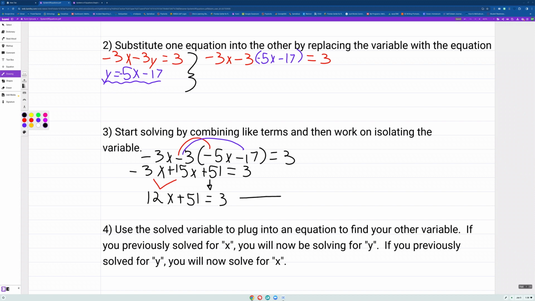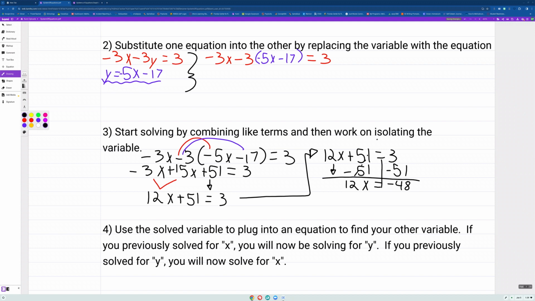So I'm just going to move this up here because I'm kind of running out of room. So if 12x plus 51 is equal to 3, now I need to work on isolating my variable. So I'm going to move this 51, and to do that, I'm doing the opposite of addition, which is subtraction. Once I do that, my 51s are going to cancel, and I need to bring down my 12x and set this equal to 3 minus 51, which is going to give me a -48.